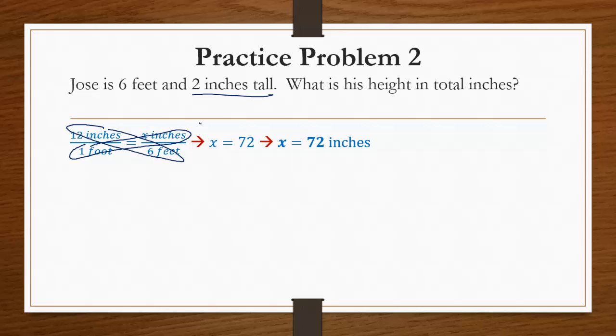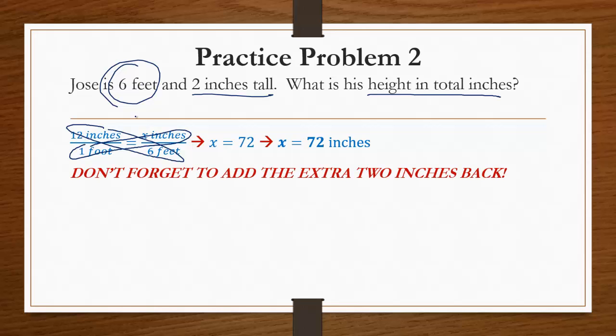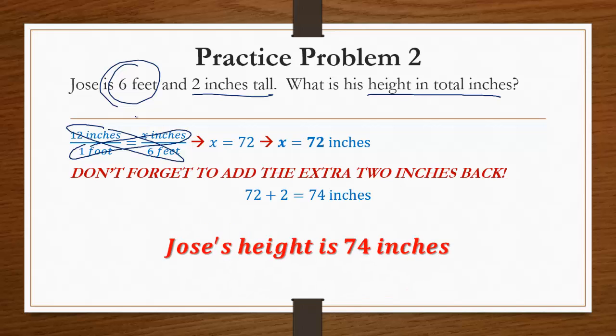Notice I left the inches off because I only want to convert the feet. That 2 inches is already in what the problem is asking for, which is inches. So we only needed to convert this part here. All right. So don't forget to add those extra 2 inches back. 72 inches is 6 feet, but he's 6'2". So we take that 72 plus 2, which is 74 inches. So Jose's height is 74 inches.